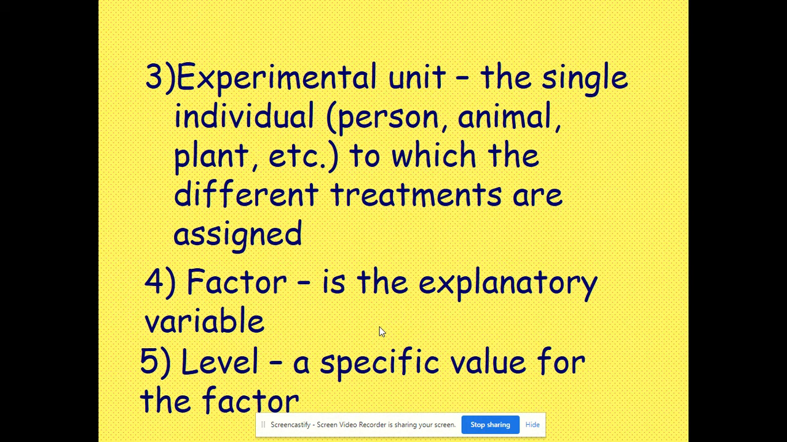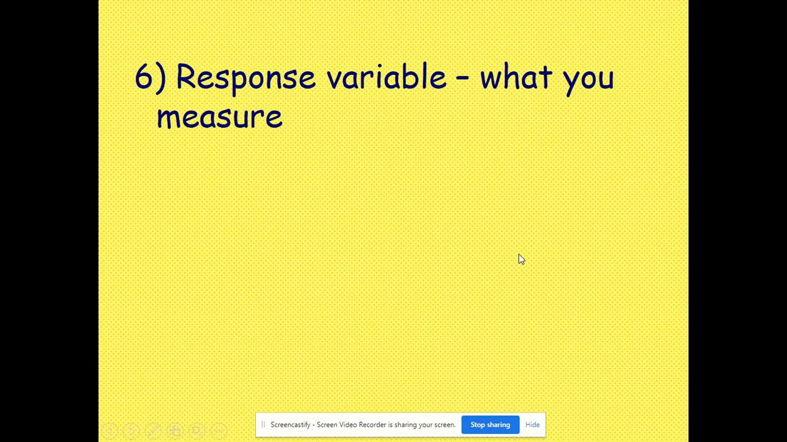A better example would be something like sunlight exposure. Some plants get full sun, some plants get no sun, some plants get half sun. So sun would be the generic factor, and full, none, and half would be your levels of that factor. So it's just like the breakdown. And then response variable is what you measure. It's kind of the whole thing that we're trying to figure out about the whole experiment.